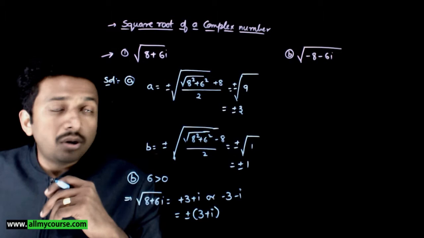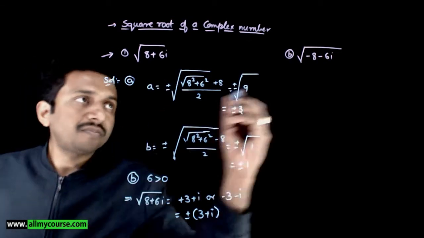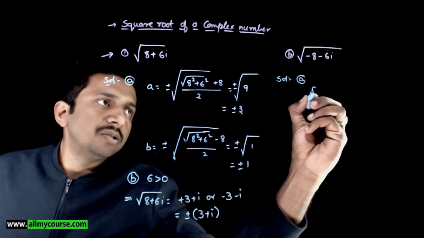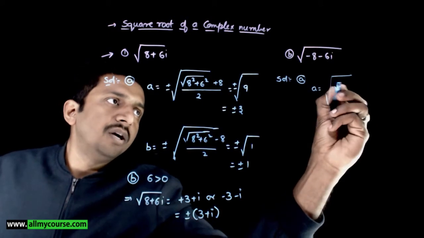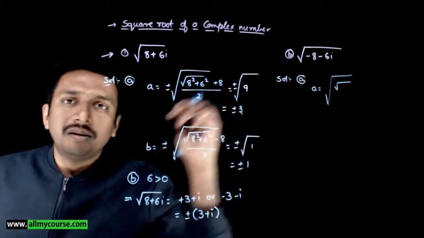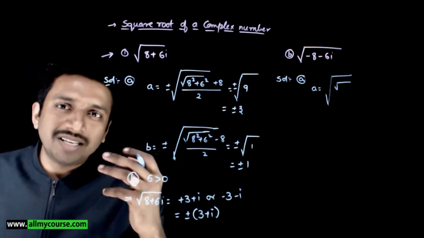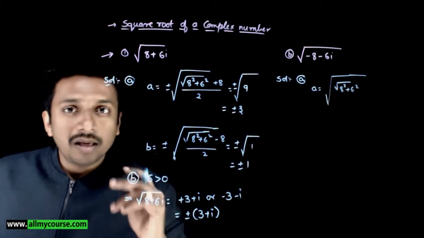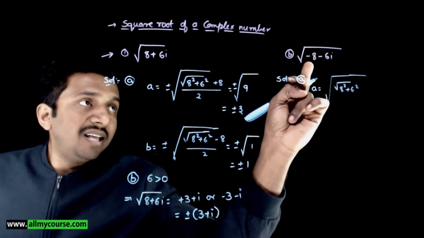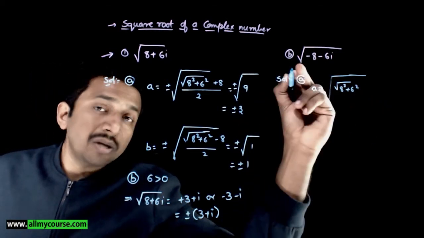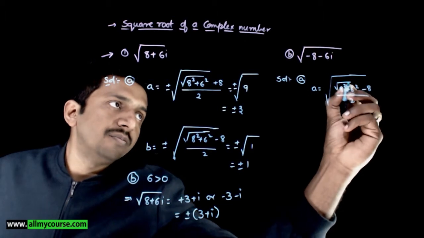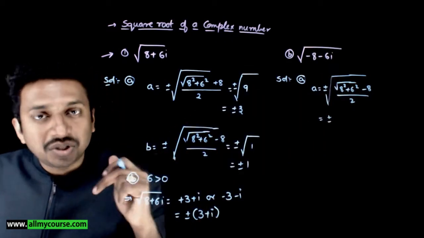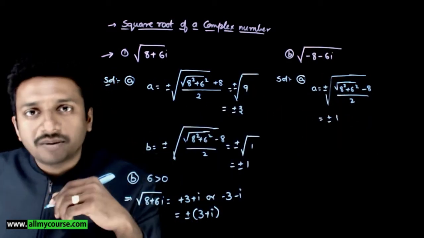Next, let us go for root of minus 8 minus 6i. So here also, the first step is to find a and b. So a is equal to square root of minus 8 whole square plus minus 6 whole square. Once you're squaring, it doesn't matter whether it is positive or negative. So root of 8 square plus 6 square plus x, the real part. Here real part is minus 8. So plus of minus 8 is minus 8 by 2. Plus or minus, that is equal to plus or minus of root of 10 minus 8 is 2 by 2 is 1. So plus or minus 1.